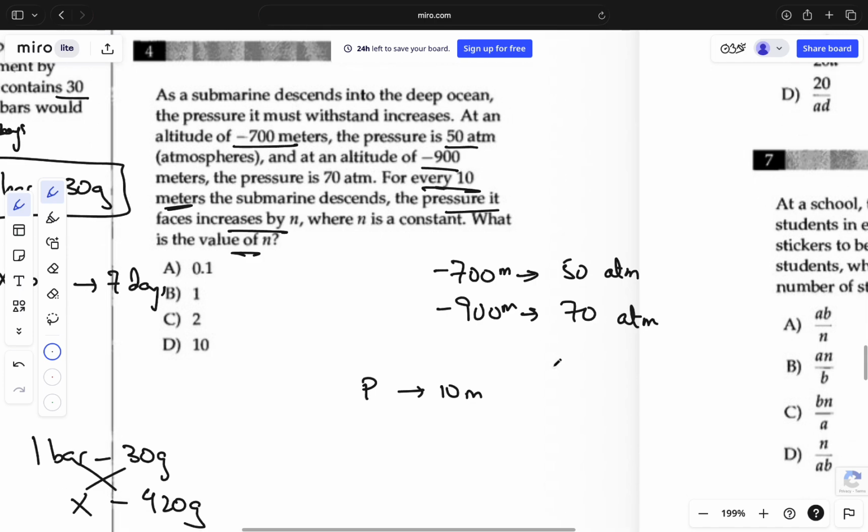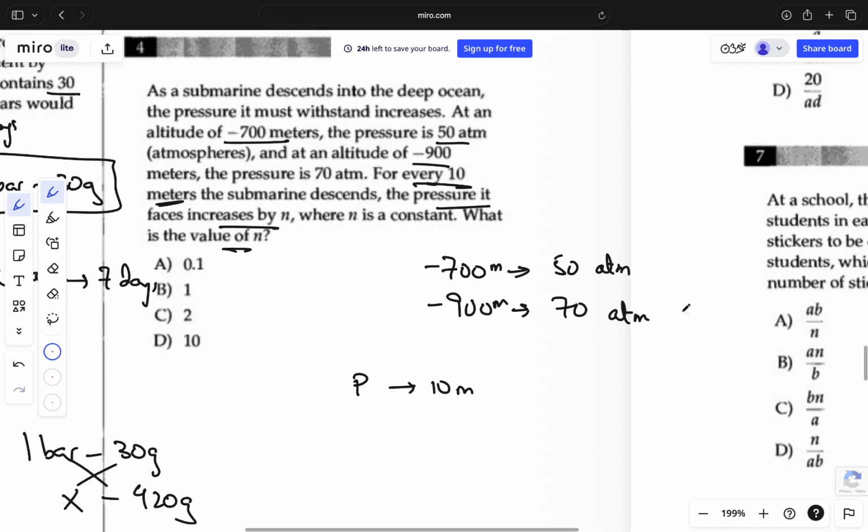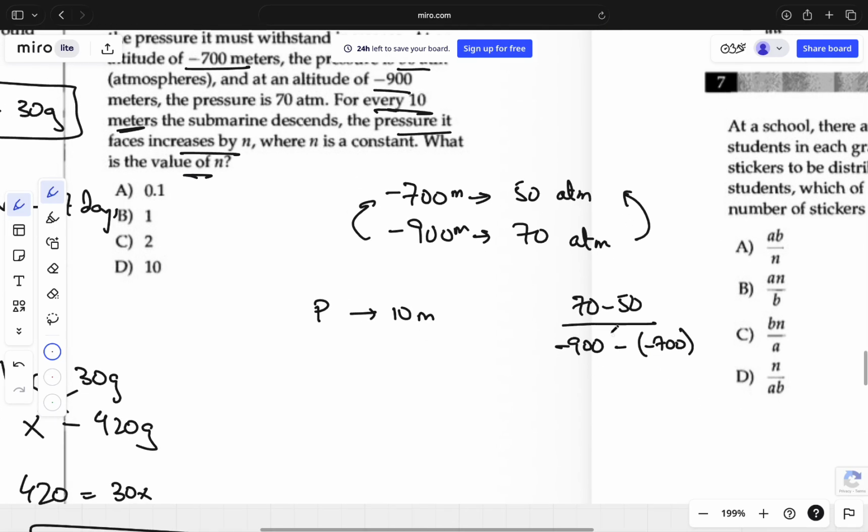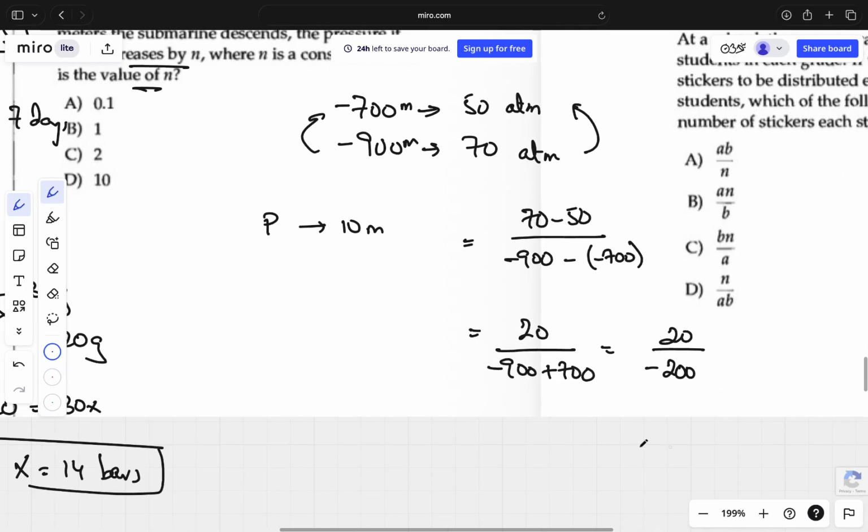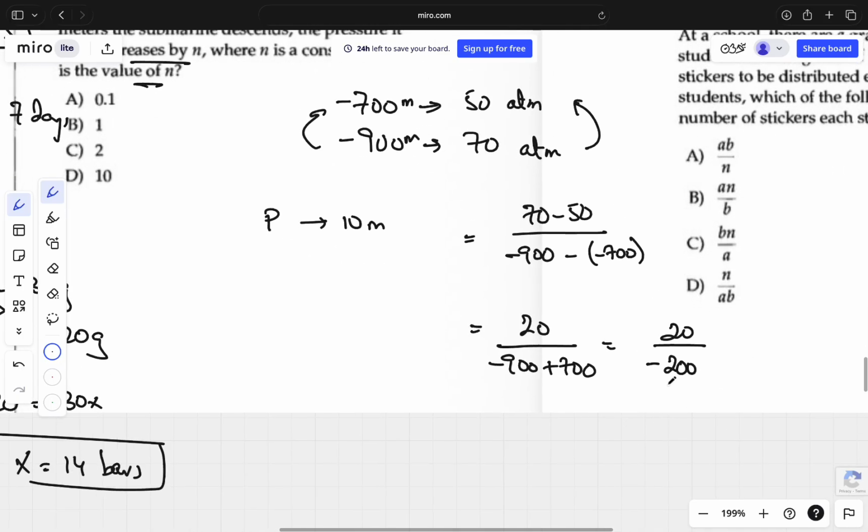Now, again, we can find the difference. So the difference is going to be 70 minus 50 divided by the difference, minus 900 minus 700. So this is going to give you 20, 70 minus 50 is 20, and then minus 900 plus 700 is minus 200, so it's 20 over negative 200. So that means if you solve for this, you're going to get 20 over 200, which is 0.1.